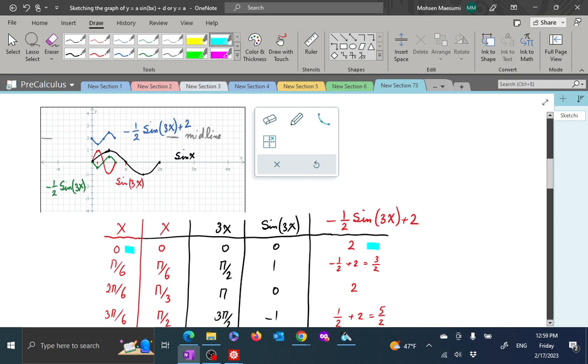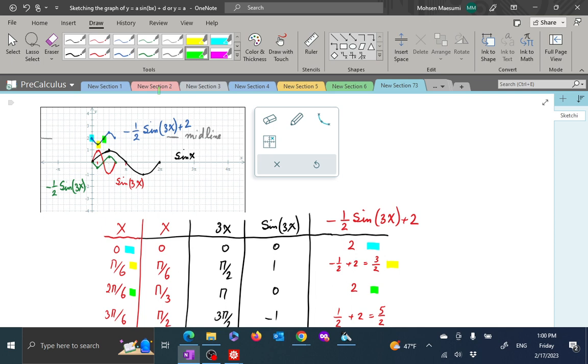So this is 0 and 2, so that is of course this point. Then pi/6 and 3/2. This is pi/6, and 3/2, this is where we are. I don't know if it's visible or not. 2 pi/6 means 2 blocks over, and we are back at 2 blocks over. So I am here, 2 pi/6, at 2, I'm at this location.